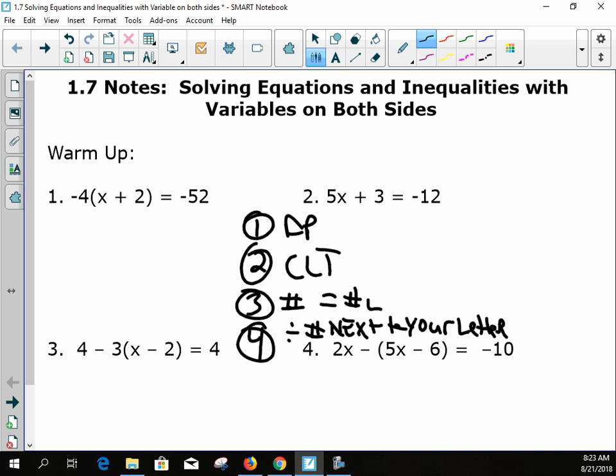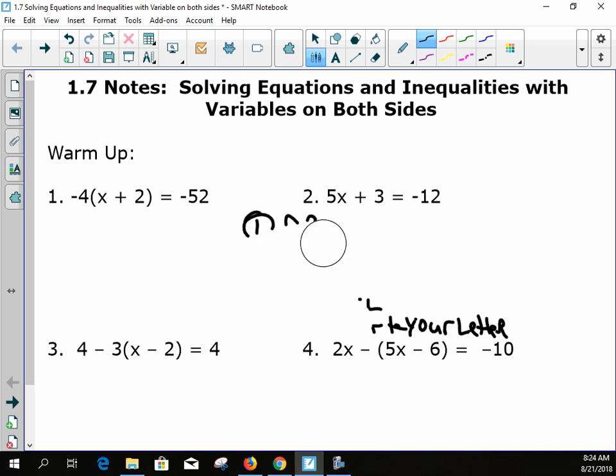except now when we move things, when we get numbers on one side, numbers with letters on the other, you could have numbers with letters on both sides. That's the only difference here. And you move them just like you move numbers without letters.